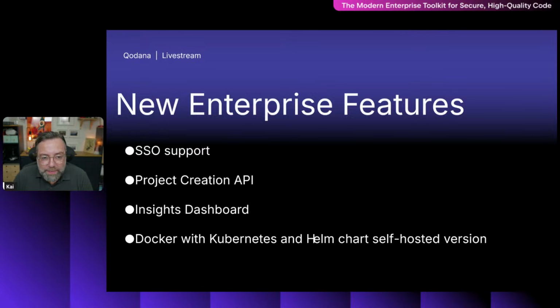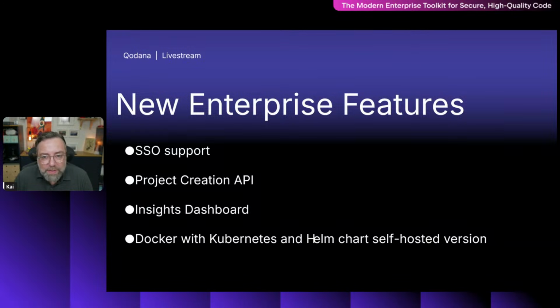We also have a project creation API, meaning that Qodana can automatically create projects for you by looking into your VCS and then setting up projects automatically, which will help if you are to migrate, for example, from another tool, or if you have many different projects and you do not want, understandably, to set them up manually.